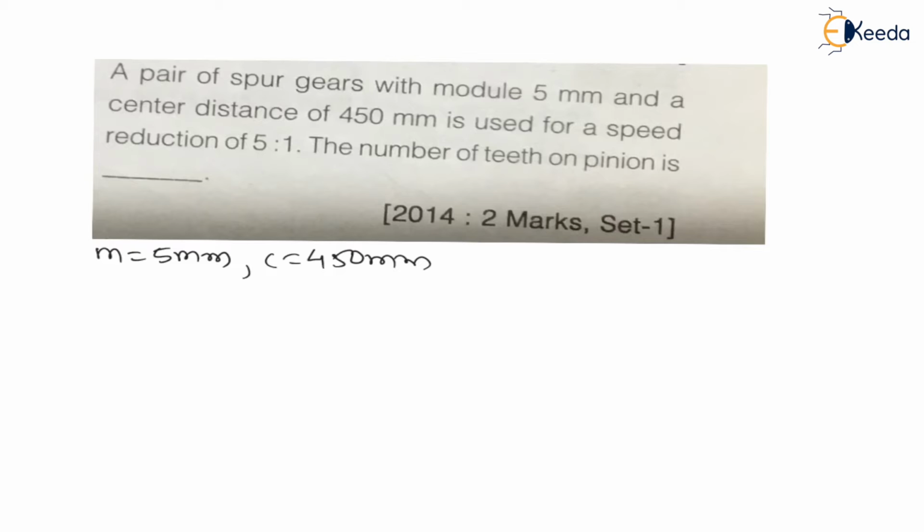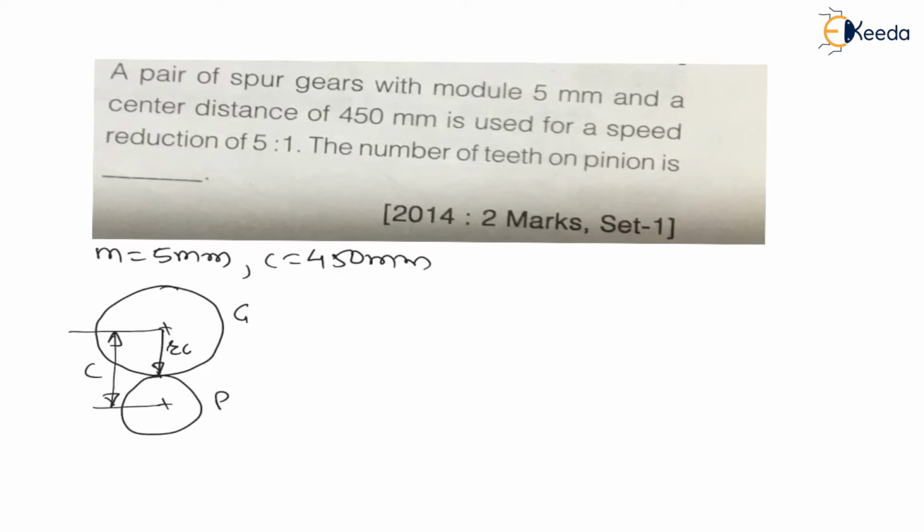Now speed reduction is given. Let us say here if I consider gear, the larger one is called gear and let us say the smaller one is called pinion. Here it is a pinion, right? Now the distance between centers of pinion and gear, mating gears, is called center distance. This distance is center distance, which is nothing but radius of gear plus radius of pinion, we can say.